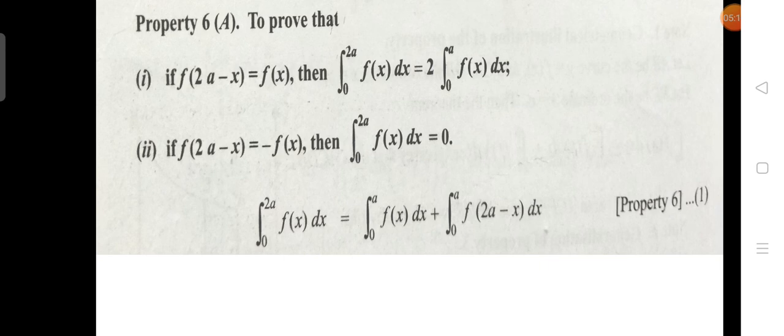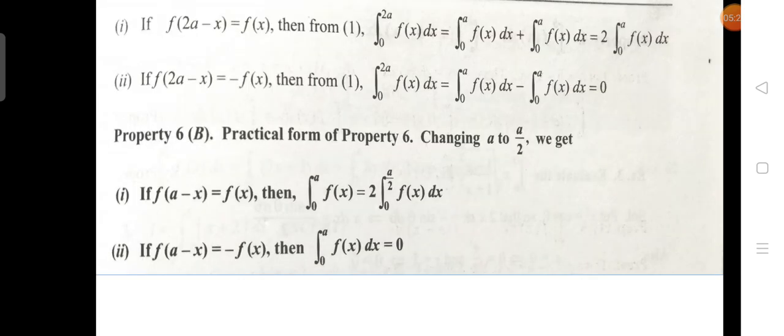To prove that, according to the earlier properties, two examples are given for you. If the limit is given as a by 2, what will you have to do?